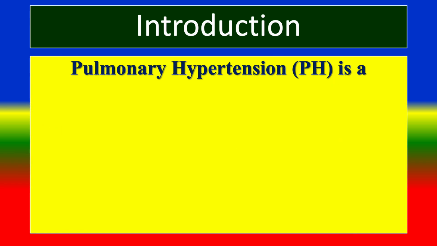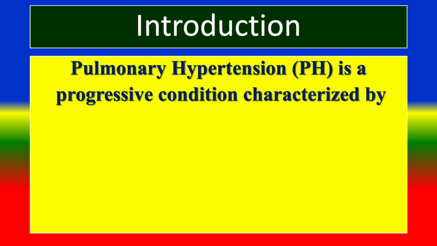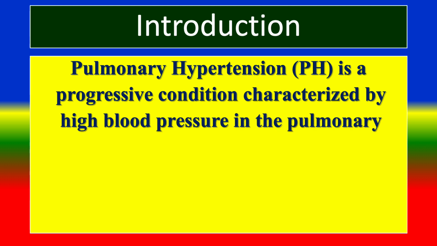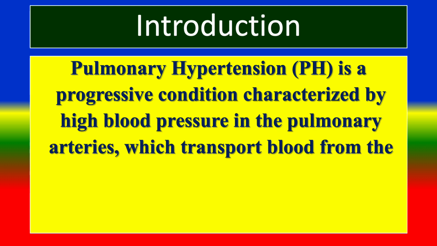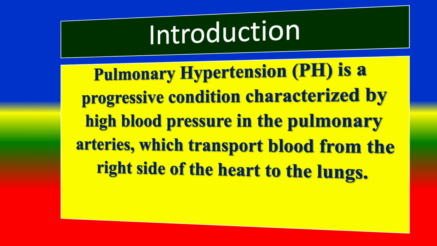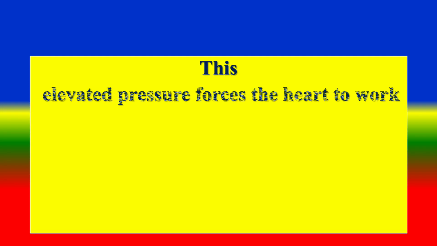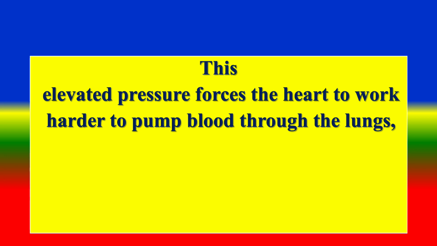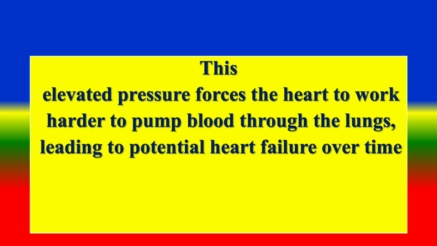Introduction. Pulmonary hypertension is a progressive condition characterized by high blood pressure in the pulmonary arteries, which transport blood from the right side of the heart to the lungs. This elevated pressure forces the heart to work harder to pump blood through the lungs, leading to potential heart failure over time if untreated.